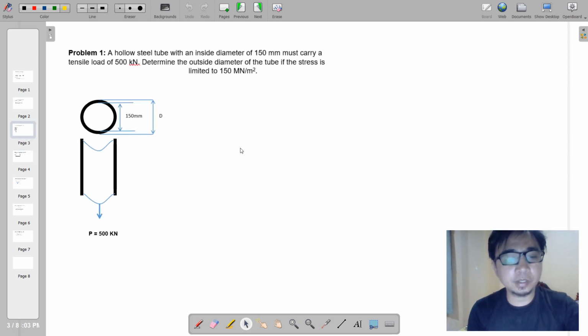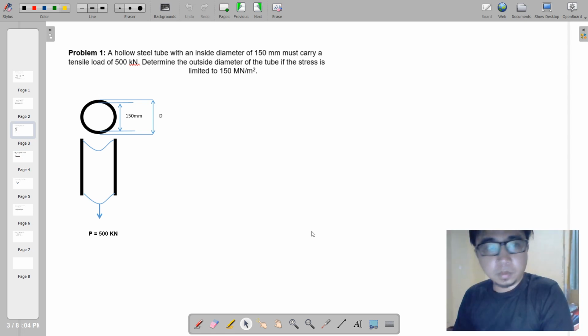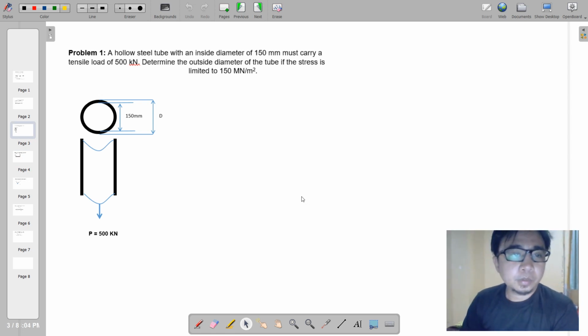Okay, so let us consider here problem number 1. We have here a hollow steel tube with an inside diameter of 150 millimeters, which is to carry a tensile load of 500 kilonewton. Determine the outside diameter of the tube if the stress is limited to 150 meganewton per square meter.